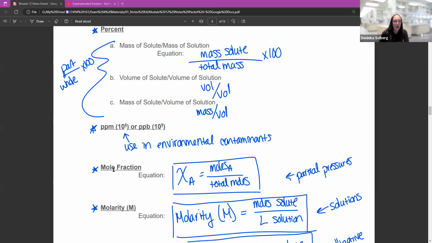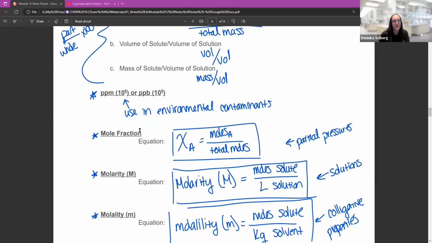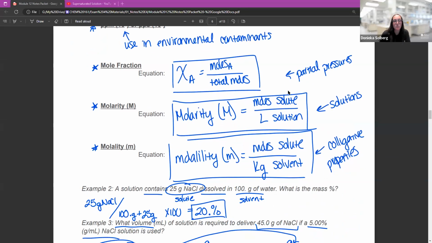We will be using mole fractions, which we talked about back in the gas laws unit. Mole fraction is the mole part that you're looking for. So the moles of A or B or C or whatever over the total moles, right? We use those with partial pressures. This is actually also equal to partial pressures. We've talked about molarity. Molarity is moles of solute per liter of solution.